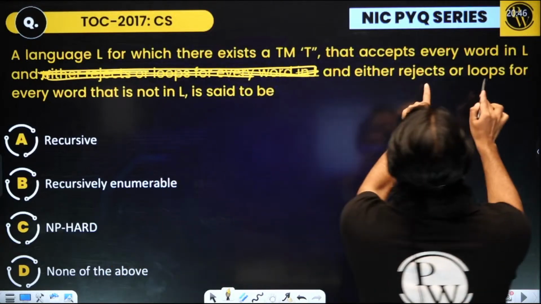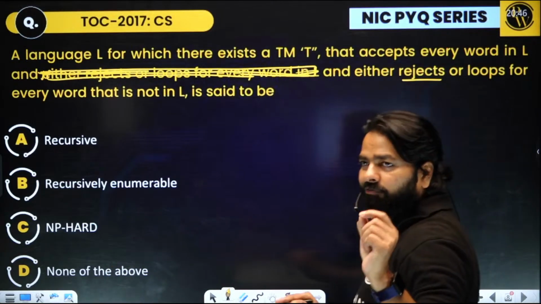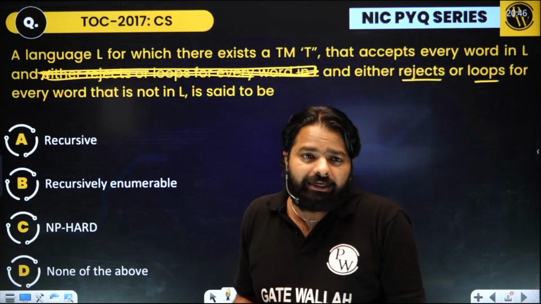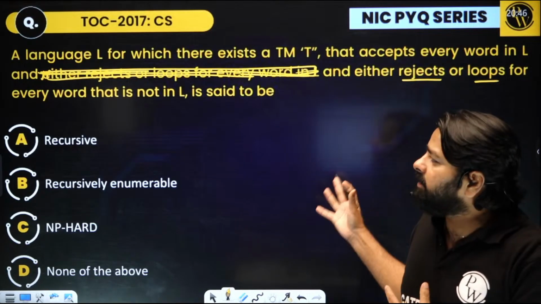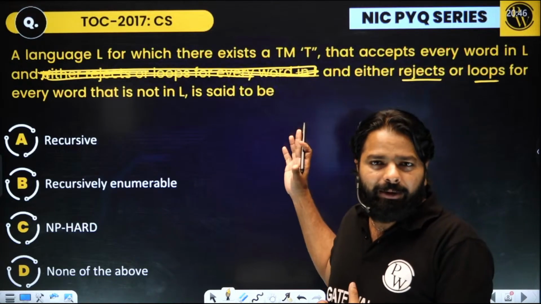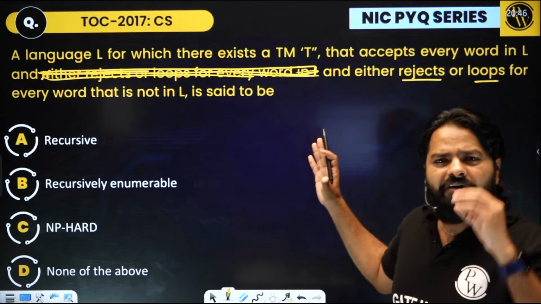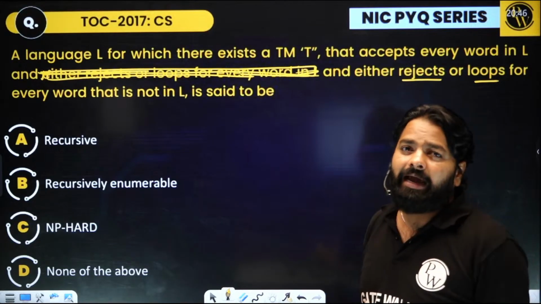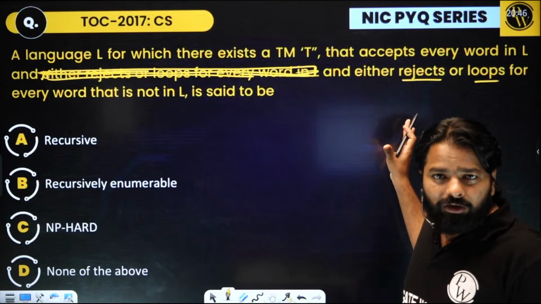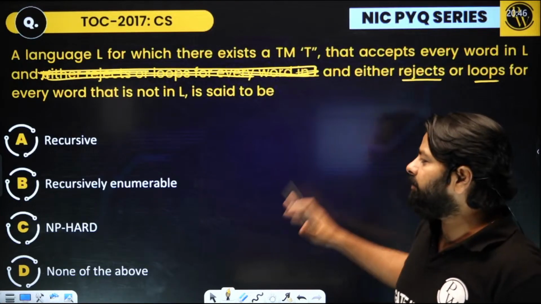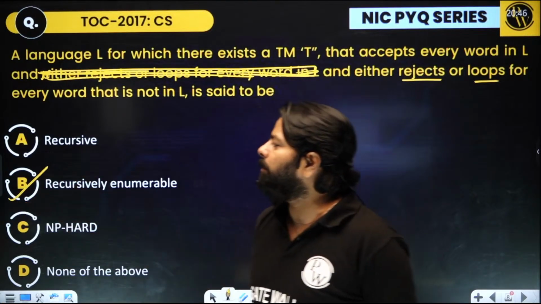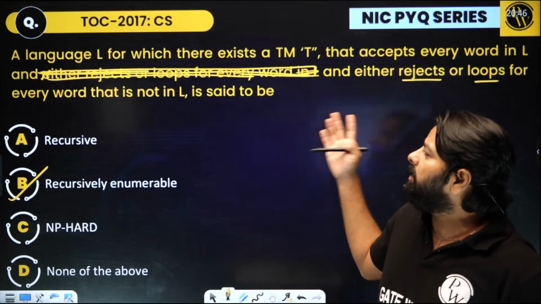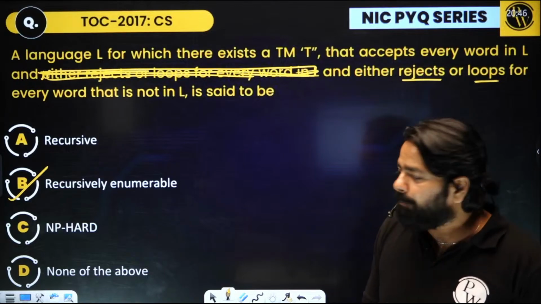So there are two meanings here. Reject means it will halt at non-final. Loop means never halt. So which language will have that criteria? When you design a TM, this criteria will be applicable. Every word which is in the language you will accept. Every word which is not in the language, either you will reject or it will go to never halt. So this definition goes to recursively enumerable. So for recursively enumerable languages, when you build a Turing machine, this property is applicable, right?